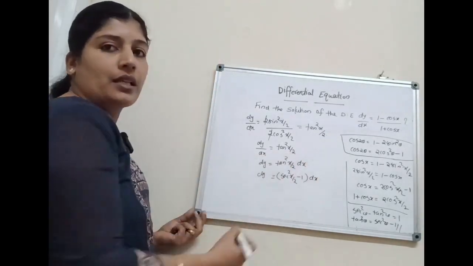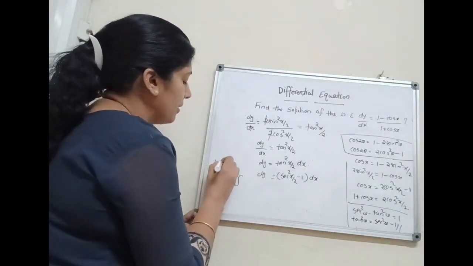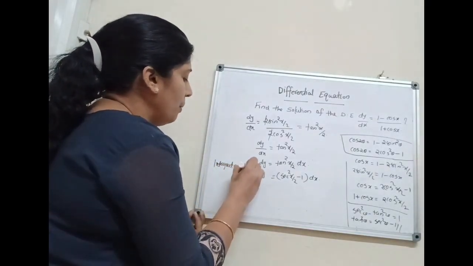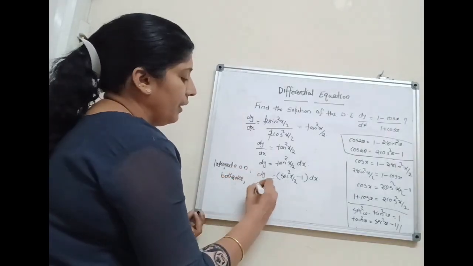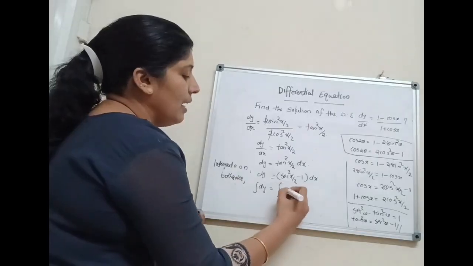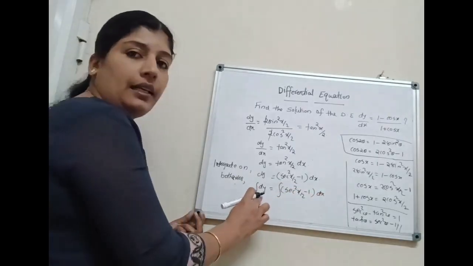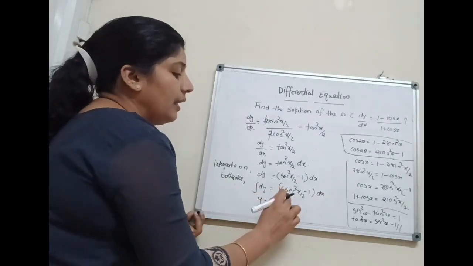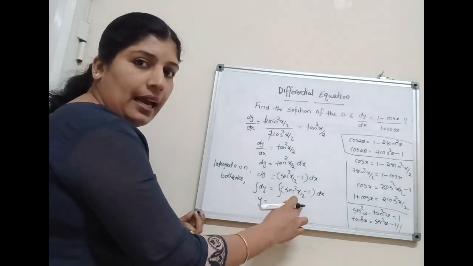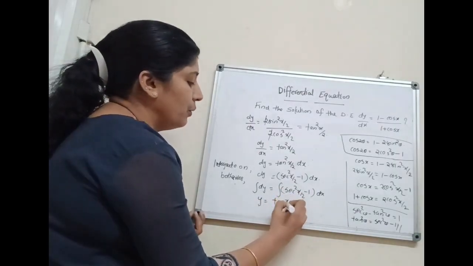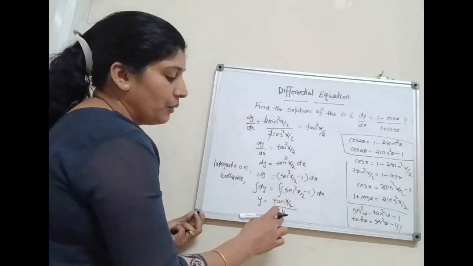Next, integrate on both sides. We will get the general solution. Therefore, integrate on both sides. Therefore, integral dy equal to what? Integral sec square x by 2 minus 1 dx. Therefore, integral dy, that is y equal to what? Integral sec square x by 2 minus 1. Integral of sec square x by 2 what? Tan x by 2. That is tan x by 2 by 1 by 2. That is derivative of x by 2, that is 1 by 2.